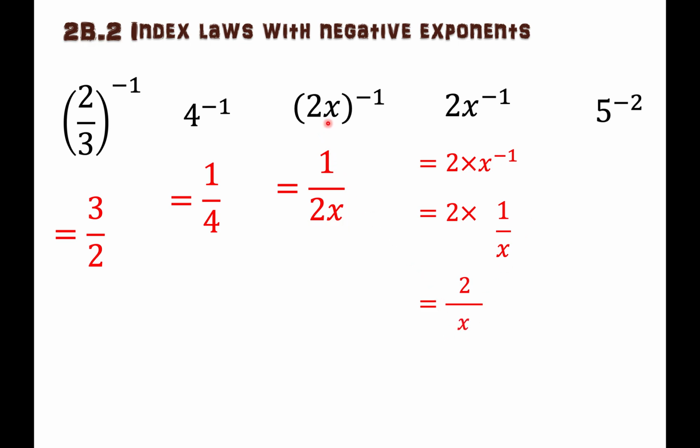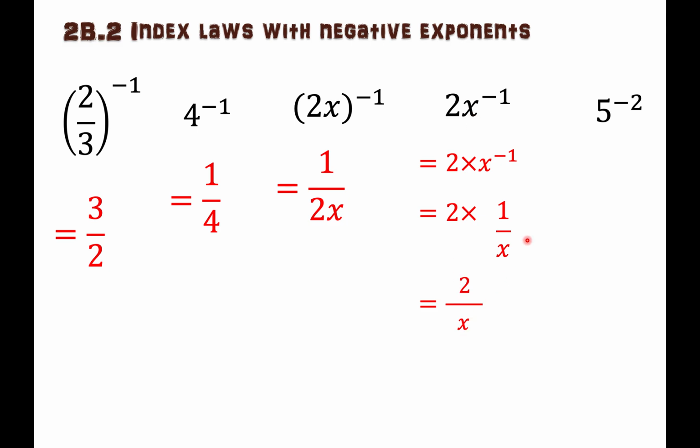Do you notice that these two are different? Here, the whole 2x ended up on the bottom. But here, because I didn't have this whole thing in a group, it was just the thing immediately to the left of the power that ended up on the bottom.